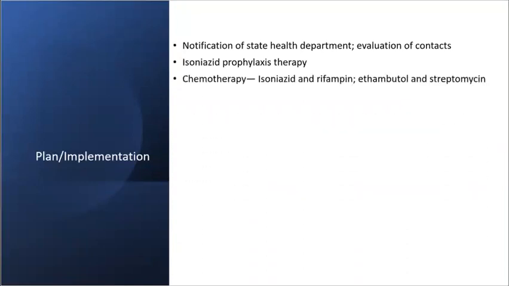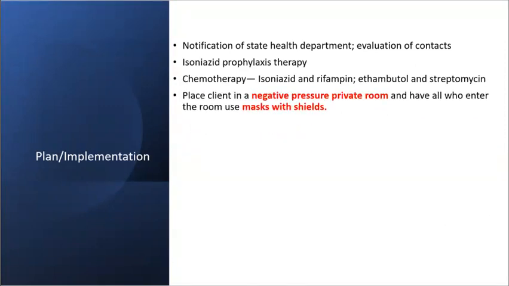We'll also need to carry out chemotherapy to prevent development of resistant strains. Here, we're going to use 2 or 3 medications that are administered concurrently, frequently a 6 to 9 month regimen of isoniazid and rifampin. We can also use ethambutol and streptomycin. These may be used initially. Remember, we talked about placing this client in a negative pressure private room, and anybody who's going to enter the room must use a mask with a shield.